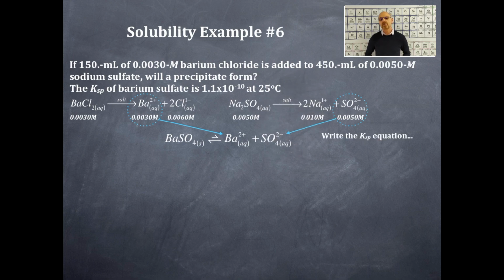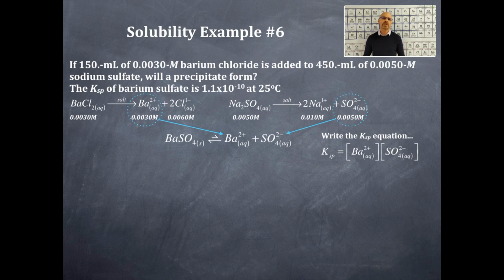Okay, what we're going to do is write the KSP equation for this. That is products over reactants with the stoichiometric coefficients as exponents, recalling that solids are not included in any K expression. So what I get is KSP is equal to barium ion concentration times sulfate ion concentration. The stoichiometric coefficients are 1, so the exponents are 1s here. This is actually the same thing as the Q. This is actually the reaction quotient. So you could replace that KSP with a Q, calling it the reaction quotient.